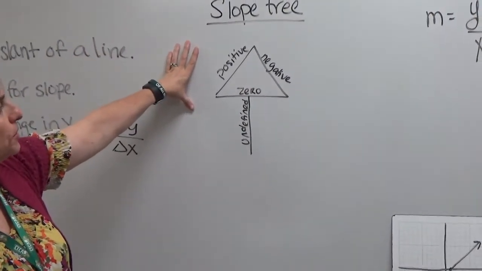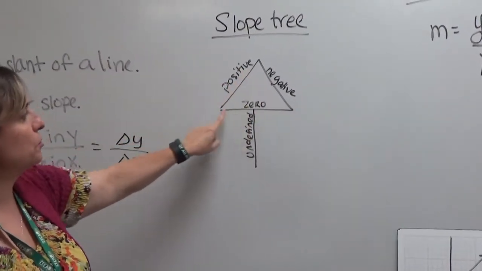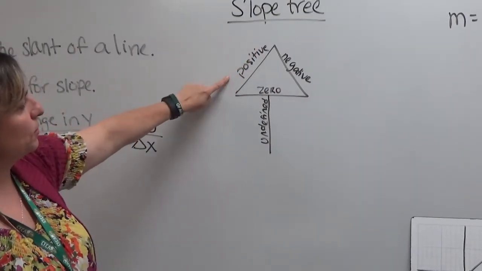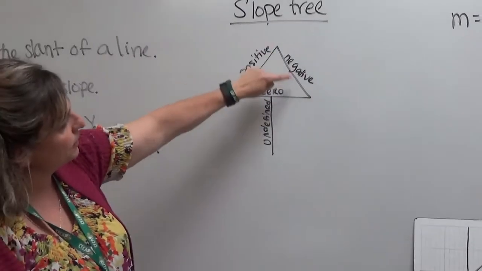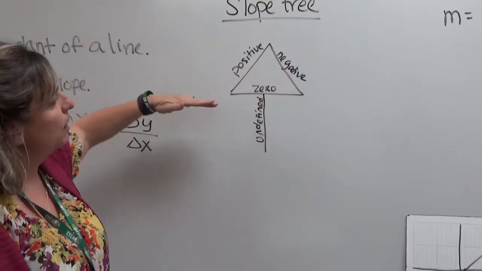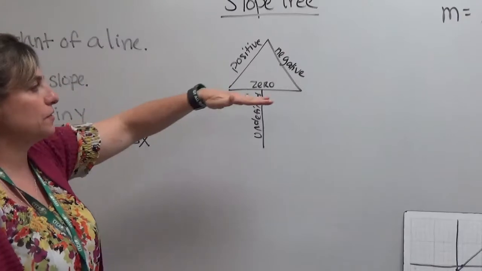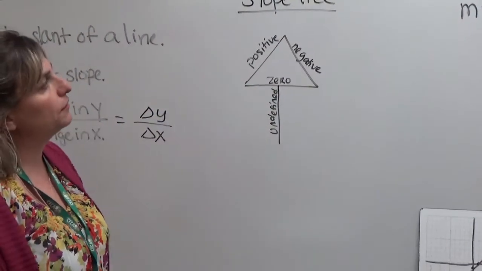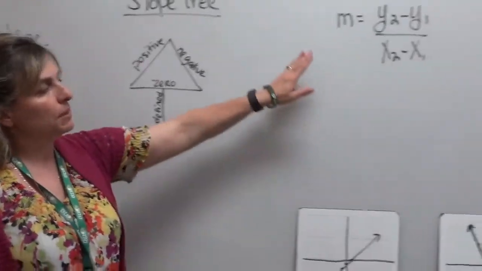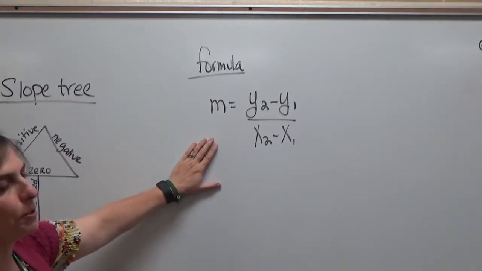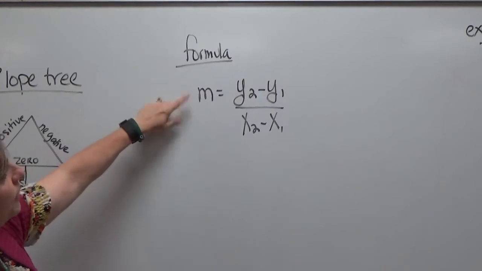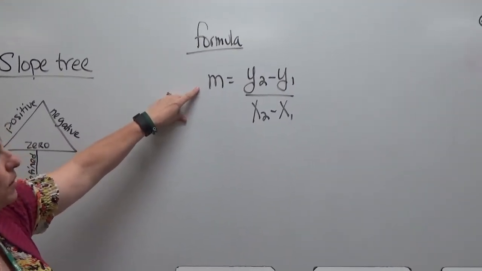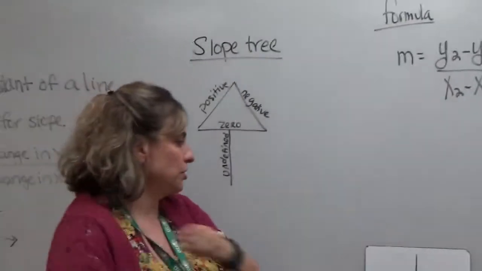This is called a slope tree. I want you to draw it. It's a triangle and it has a line coming down. If a line slants up, it's going to have a positive slope. If a line slants down, it's going to have a negative slope. A line that is horizontal, which is flat across, has a 0 slope, and a line that goes straight up and down is undefined. Then you're going to have to memorize this formula, so make sure you're putting it on pause so you can get all this stuff. M equals y2 minus y1 over x2 minus x1. So all of this stuff I want you to know.